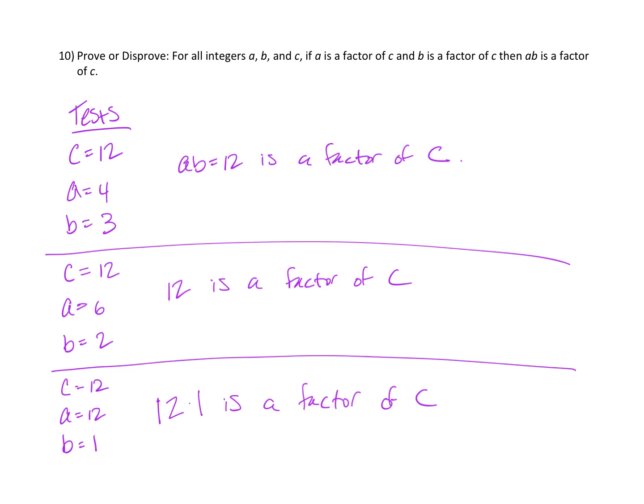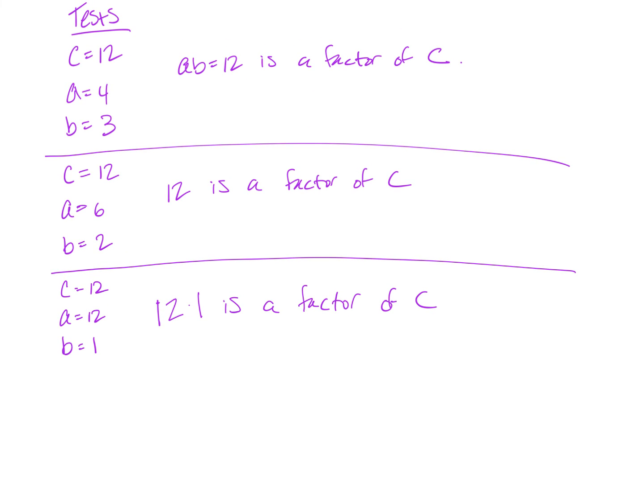Okay, now a and b don't have to multiply together to make c, though. So I think that I'm overlooking some possibilities here. Like, I've been choosing factors that multiply together to make c, 4 and 3, 6 and 2, 12 and 1. But they don't have to be factors that multiply to 12. Like, I could use 4 and 6. Like, if I do c equals 12, right? a could be 4 and b could be 6, right?